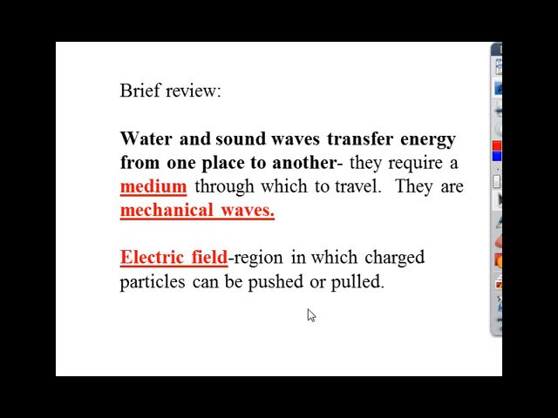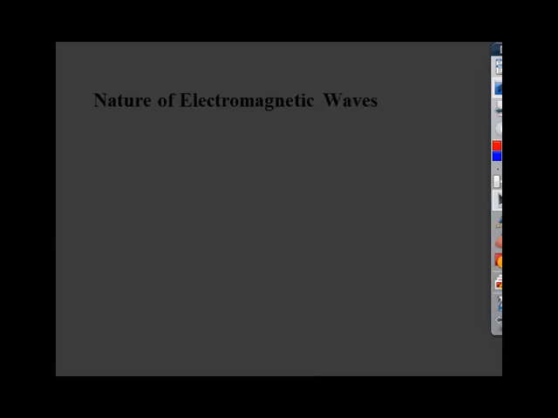A mechanical wave, which is a transverse wave or a compressional wave, requires a medium in which to travel. So they're quite different from an electromagnetic wave because an electromagnetic wave does not require any kind of medium. And we want to also define what an electric field is. That's a region in which particles can be pushed or pulled. Now, this is going to be important when we talk about electromagnetic waves.